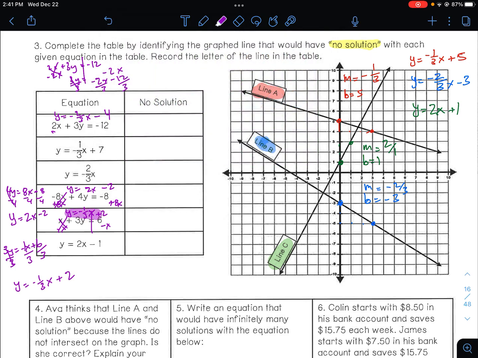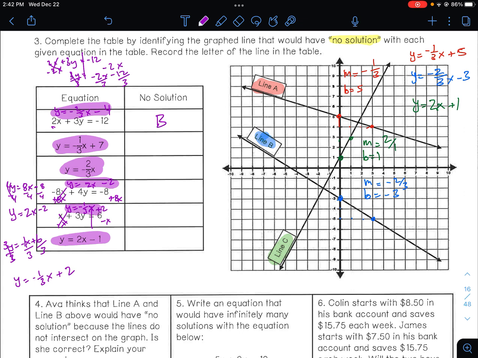Gonna try to highlight those. There we go. And this is fine, and that is also fine, and this is also fine. All right. See, it has no solution with what? What does it share a slope with but have a different y-intercept from? -2/3. It shares a slope with the blue line, which is B, but a different y-intercept.